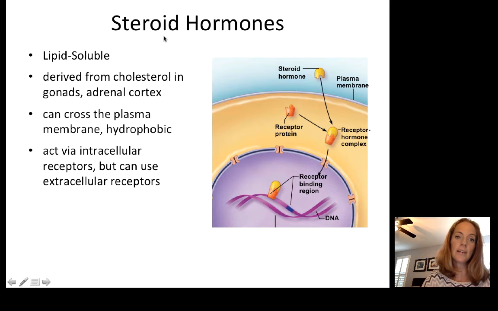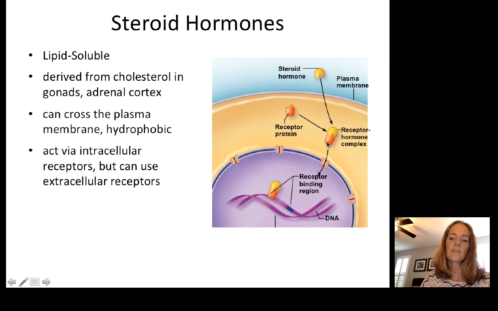Steroid hormones and related hormones are lipid soluble. Steroid means that they are derived from cholesterol, and if they are derived from cholesterol, then they are lipid soluble, hydrophobic. If something is hydrophobic, it can get through that region of the membrane, not drawn here, that has the hydrophobic tails. So they pass through the membrane no problem, and they will interact with receptors inside the cell. It doesn't mean you can't have extracellular receptors for a steroid hormone, but it just means they don't need it.